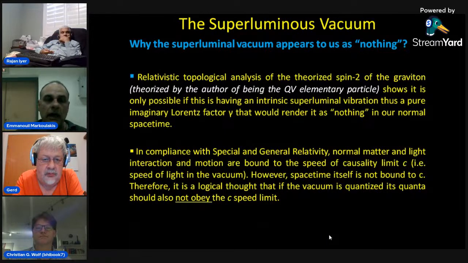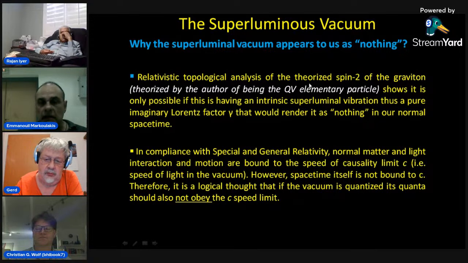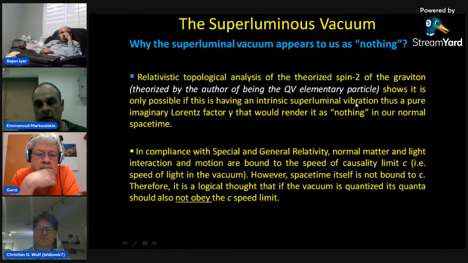But we also had this kind of analysis we can use to further support our argument. Relativistic topological analysis of the theorized spin 2 of the graviton, which is theorized to be the elementary particle of the vacuum, has shown it is only possible if it has an intrinsic superluminal vibration, thus a pure imaginary Lorentz factor gamma that would render it as nothing in our normal spacetime.